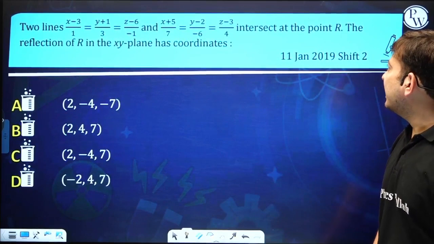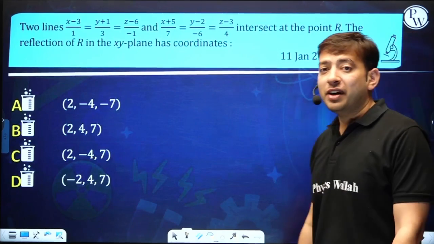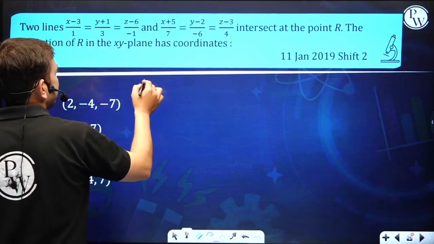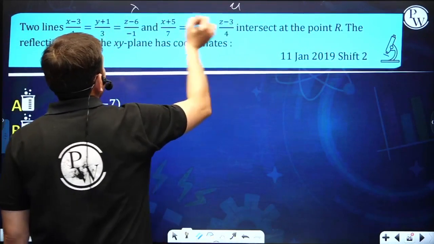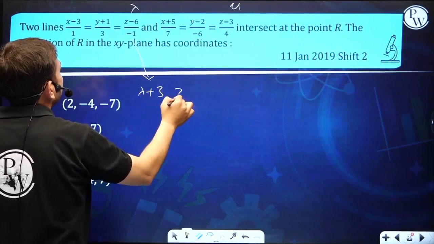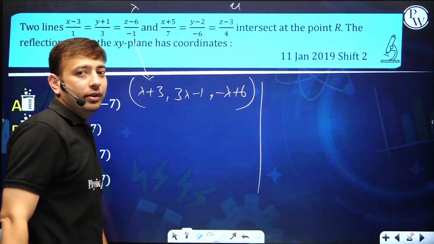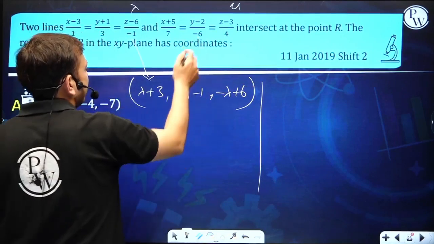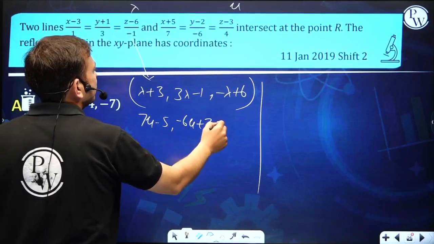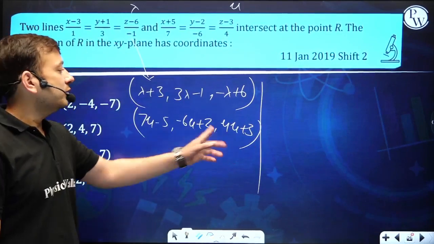Two lines, this and this, intersect at the point R. Find the reflection of R in the XY plane. Sir, we have never solved a question when two lines intersect, right? Let's solve it now. Let the first line be lambda, the second mu. Any point on the first line will be lambda plus 3, 3 lambda minus 1, minus lambda plus 6. This is the point, right? Any point on the second line will be 7 mu minus 5, minus 6 mu plus 2, then 4 mu plus 3. Right, sir?